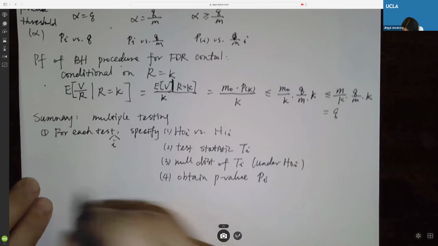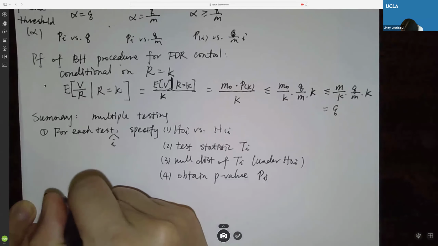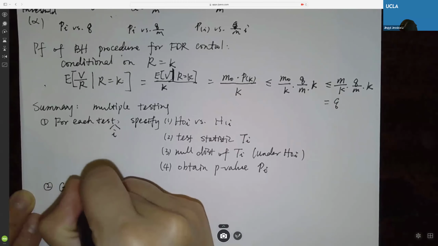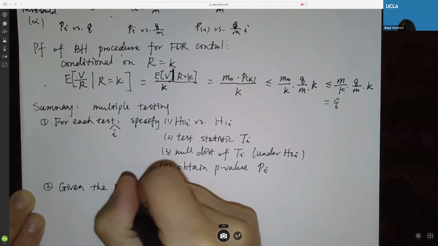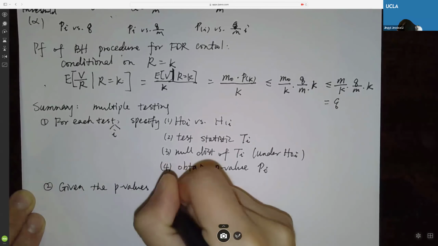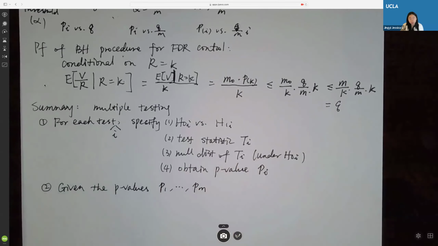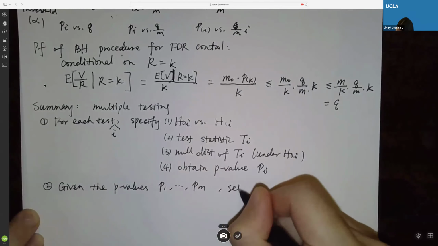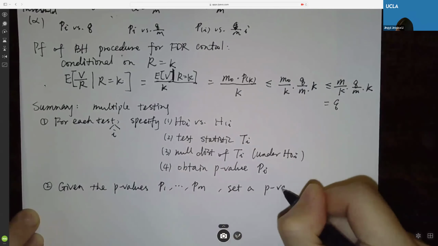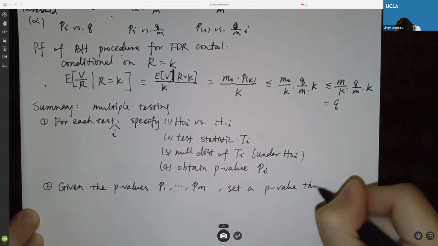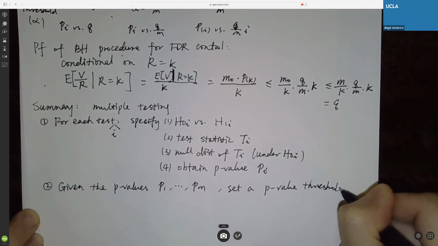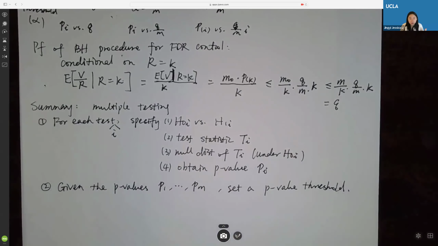And the second is that suppose you have the p-values P1 to Pn, which we calculate in step 1. Then the second step is how to set a threshold. Okay, set a p-value threshold. And we use 3 ways.